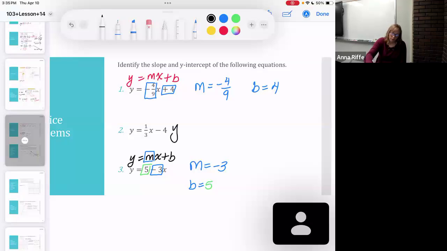All right, why don't you do this one? Put the slope and the y-intercept in the chat, please. Couple minutes for this, and we'll finish up with one more concept.